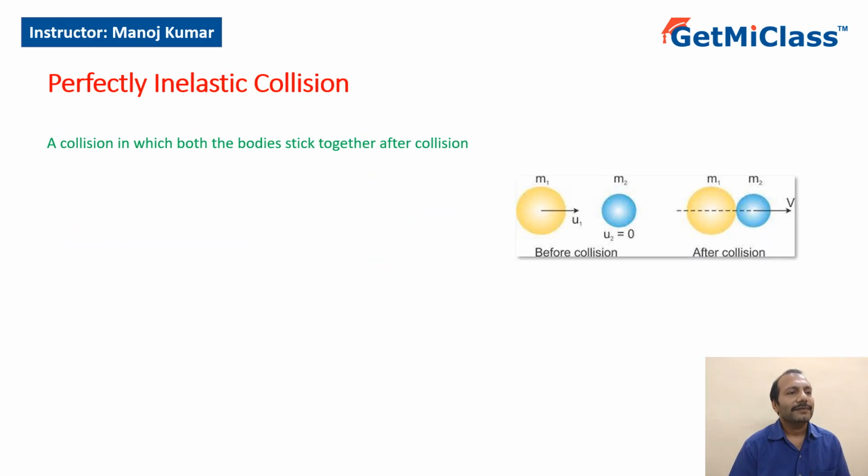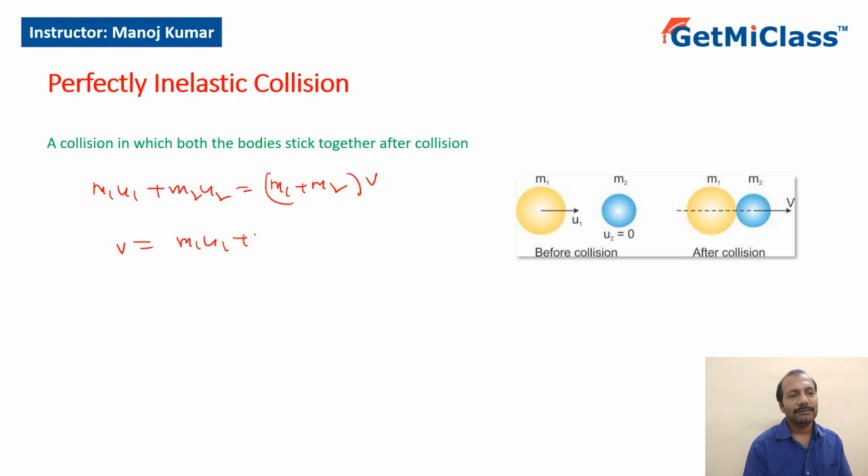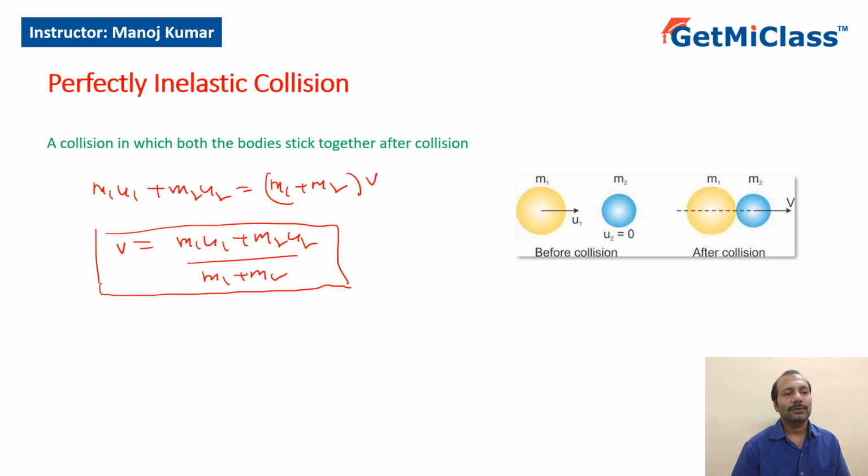Then we have something called perfectly inelastic collision. So what is a perfectly inelastic collision? A collision in which both the bodies stick together after collision are called perfectly inelastic collision. So in a perfectly inelastic collision, I can say m1 u1 plus m2 u2 equal to m1 plus m2 into v. Now v is the combined velocity. So v would be equal to how much? m1 u1 plus m2 u2 by m1 plus m2. So in case of perfectly inelastic collision, the loss of energy is maximum because there is no reconversion of potential energy into kinetic energy.